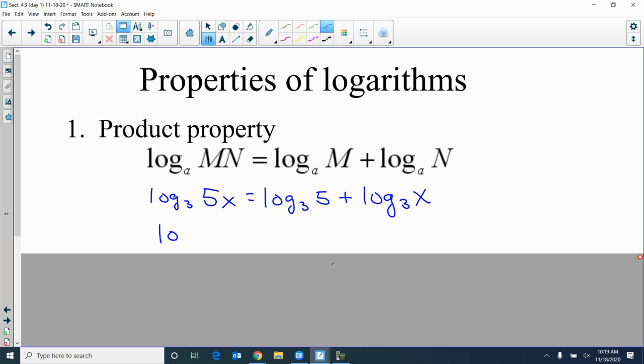So if I got the log, actually, let me do the natural log. You got the natural log of 8 plus the natural log of 4. That's the natural log of 32. I can multiply those two together. So that's just base e. Okay, it doesn't matter what your base is, as long as they have the same base, we can write that.